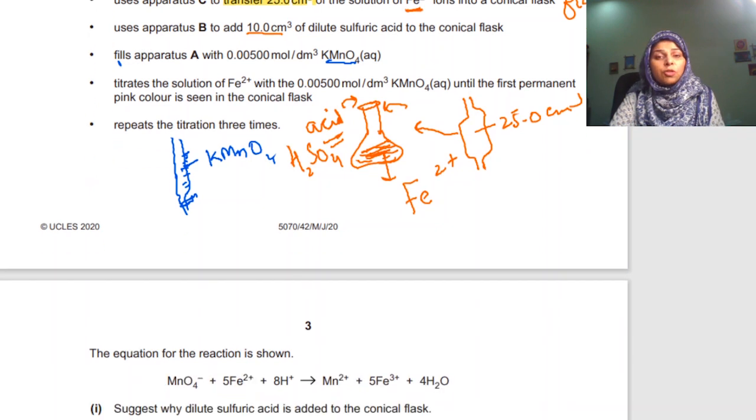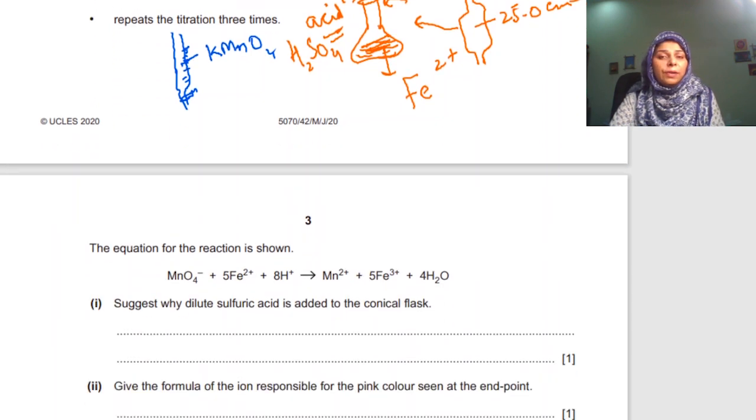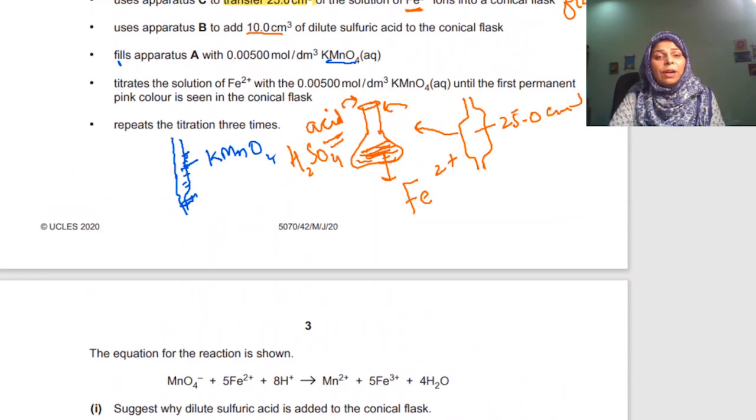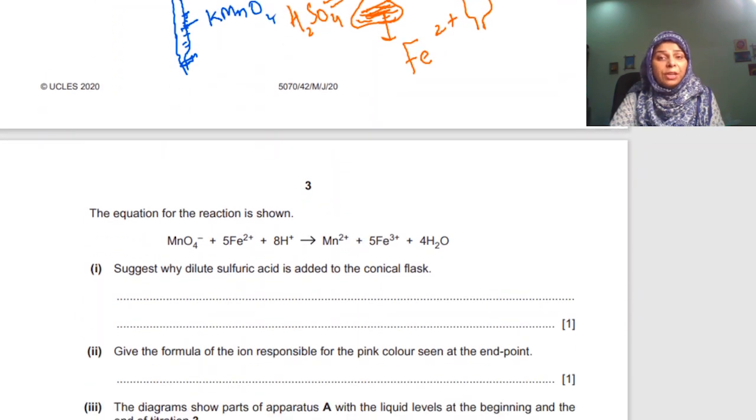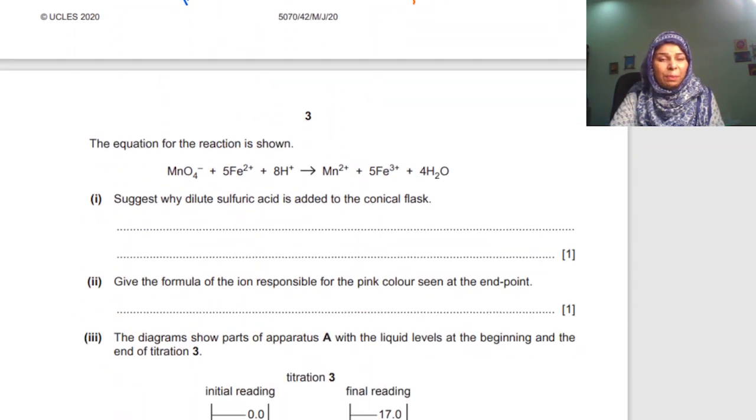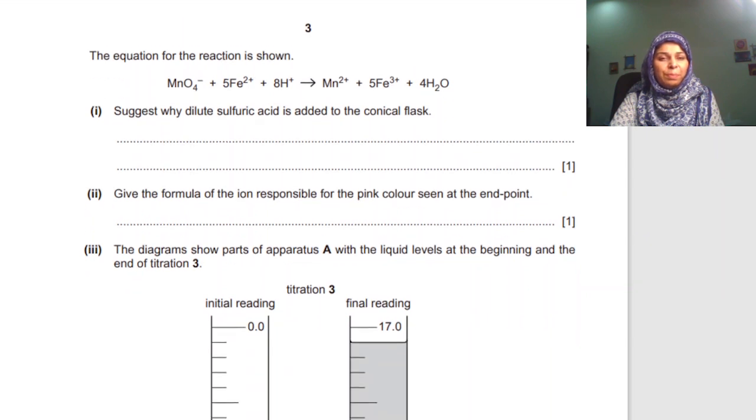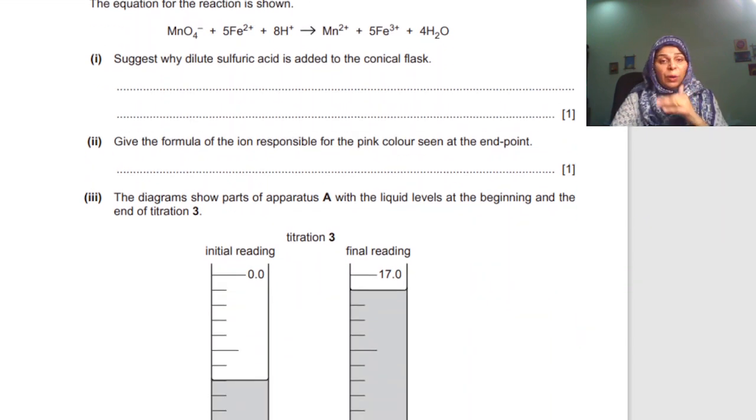The purplish pink color is the purple-pink color of KMnO4 in sulfuric acid. Why does it become pink? Because the Fe2+ ions already have a pale green color, so the purple color of KMnO4 will become pink. Okay, the equation for the reaction is shown: MnO4- + 5Fe2+ + 8H+ gives manganese. The Mn in +7 is going to convert into Mn2+. Okay, what will happen next?